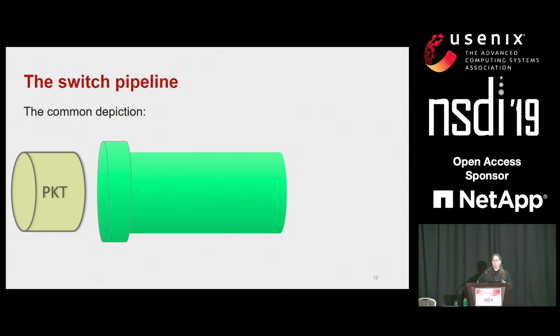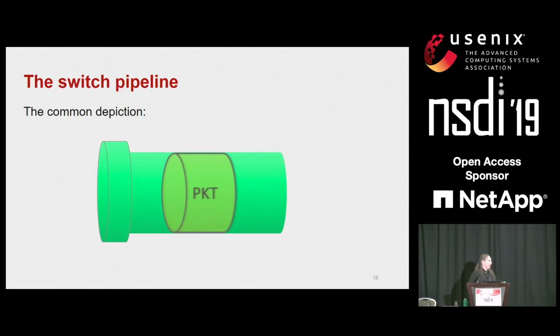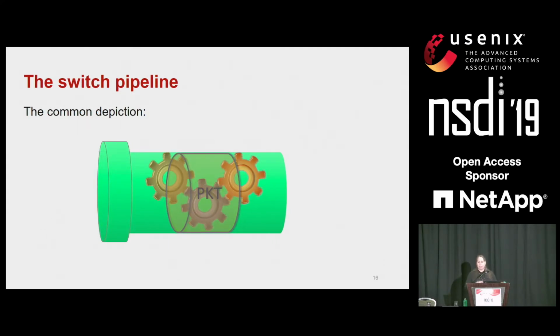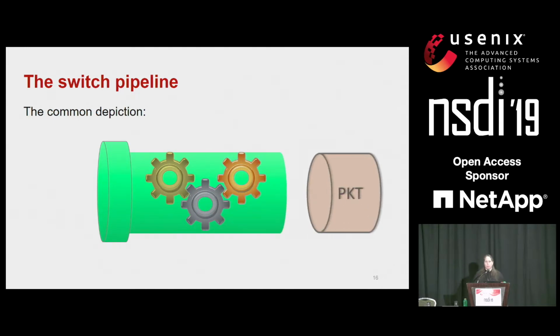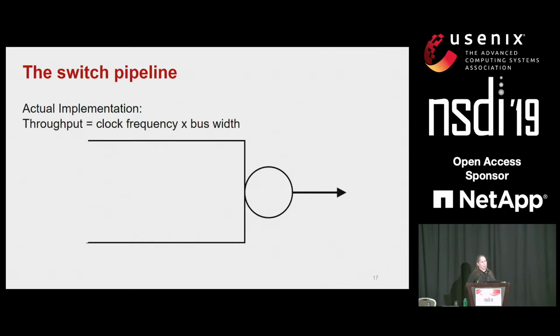So what do you think about when you think about a switch pipeline? You might have this vision, something that looks like the Super Mario pipe, with a packet coming in, being processed, being edited, and going out through the other side. But that's not how it works in practice. And in practice, it's not green either. What we've got is a bus, and the bus has a width, let's say 256 bytes.